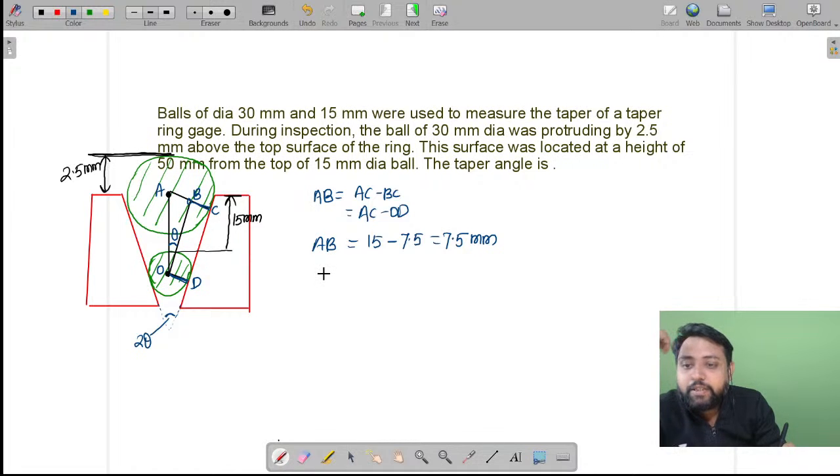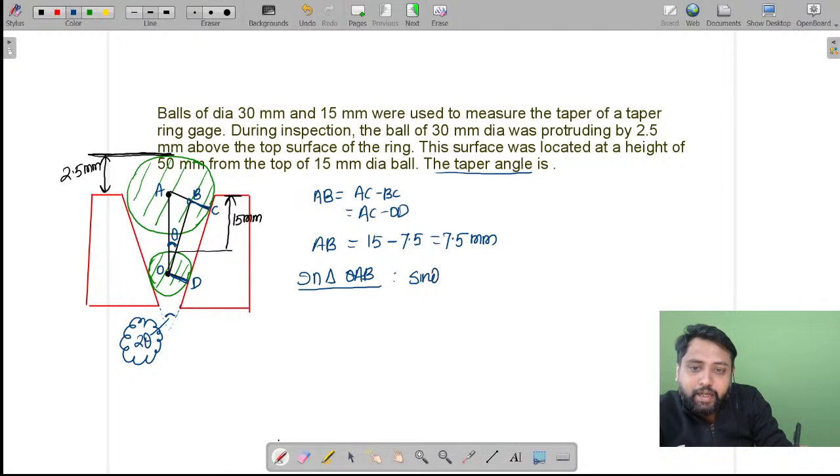Okay. Now dear students, you want to find this taper angle. That means you want to find this 2 theta value, right? How will you find 2 theta? For that, first find theta. And you know in triangle OAB, you can easily write sine theta is equal to AB upon OA. Now AB is already known, but you have to find OA. How will you find this OA value?